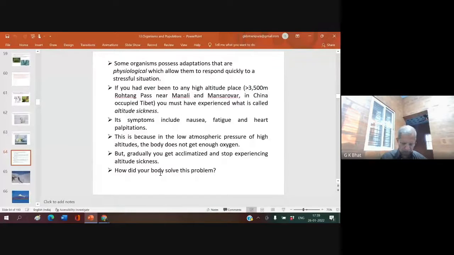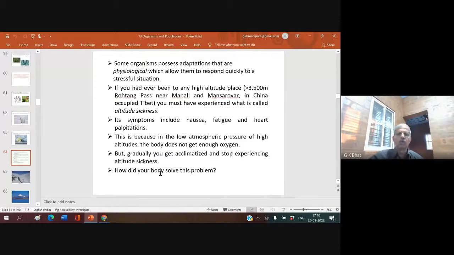What is this altitude sickness? Have you ever experienced that? I would like to know. Have you experienced what is called altitude sickness? Have I mentioned about this altitude sickness that I experienced? Come on, Vismita, Namrata, Jyoti. No, sir. I hope I do not remember because I meet a lot of students.